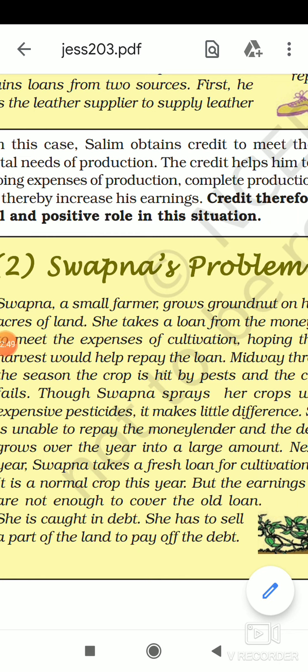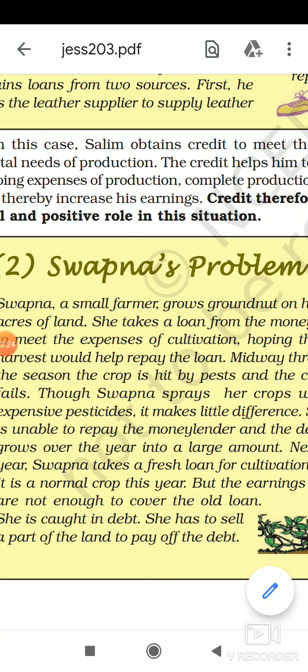So here are two examples. In one situation, credit helps to increase earning and therefore the person is better off than before. Salim got a demand of 3000 pairs of shoes and because of credit his income increased. In another case, Savita took a loan and was unable to return it because of crop failure. So finally, to return her loan, she has to sell a portion of her land.